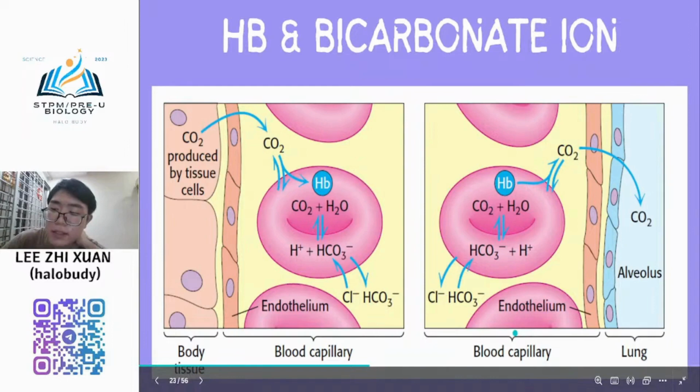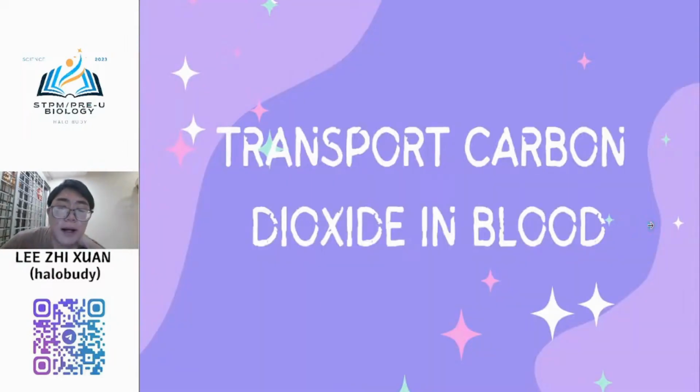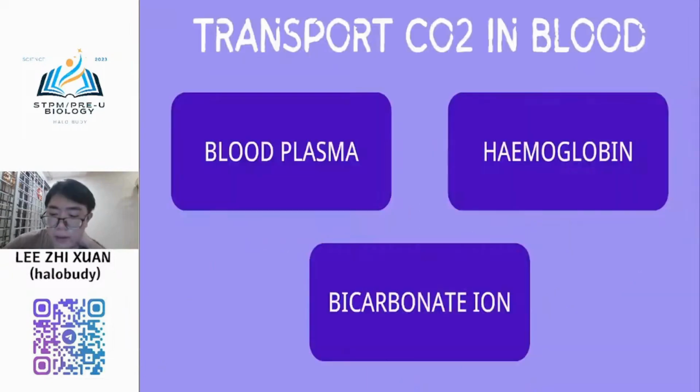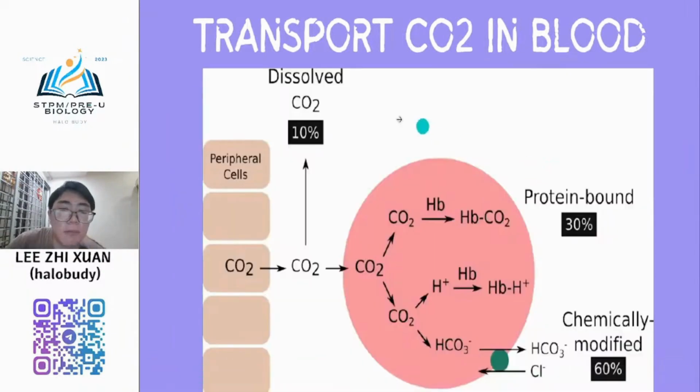If no questions, let me repeat the carbon dioxide part. Maybe some of you missed it. The carbon dioxide part, as already explained, is more complicated compared to oxygen. We have three pathways: blood plasma, hemoglobin, and bicarbonate ion. You see this diagram, it shows the overall process.